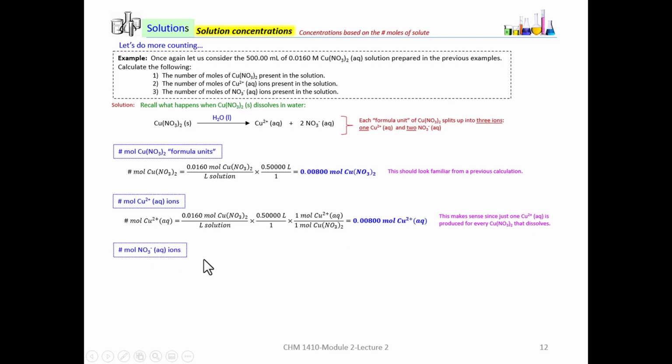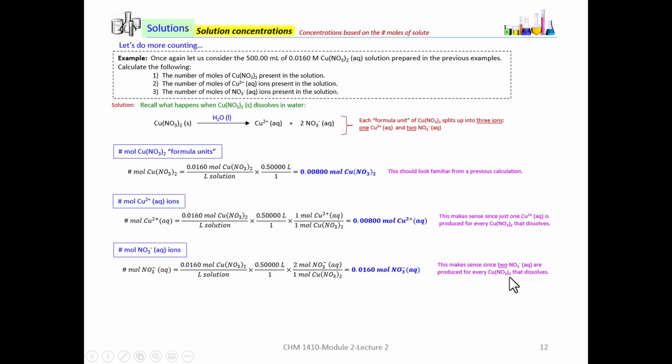How about the number of moles of nitrate ions? Well, concentration of the solution times the half liter times the fact that the formula and the equation tell us that you'd get 2 moles of nitrate for every 1 mole of copper nitrate that dissolves, which would give us 0.0160 moles of nitrate ions. Again, this makes sense. 2 nitrates produced for every copper nitrate that dissolves.